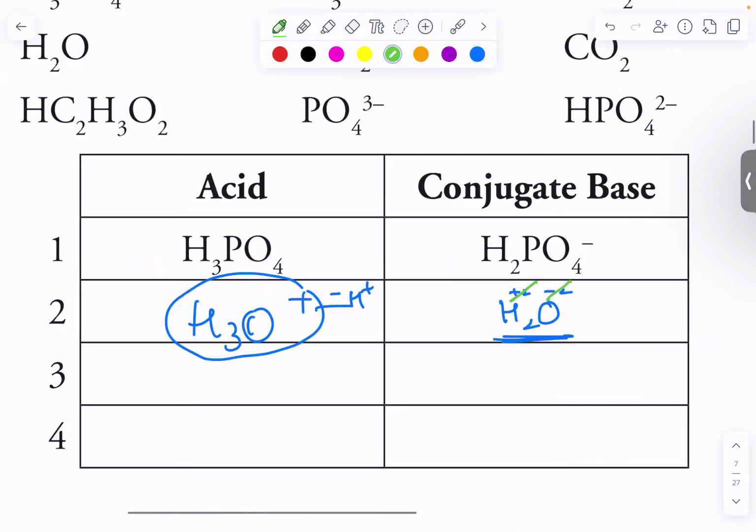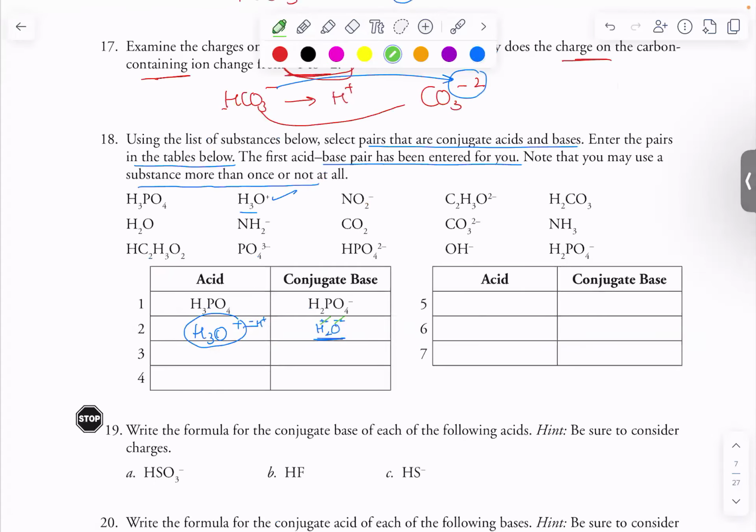Now the next one. What is the next one? You tell me what to pick now. We'll do HPO4 2 minus, and that's an acid. Yes, that's an acid. So it's going to donate a hydrogen proton, so it'll become PO4 3 minus. Yes, that's it.